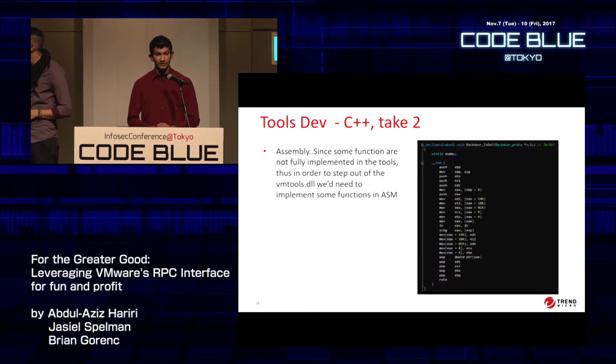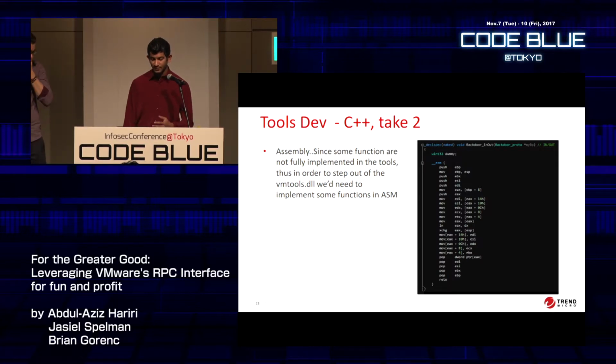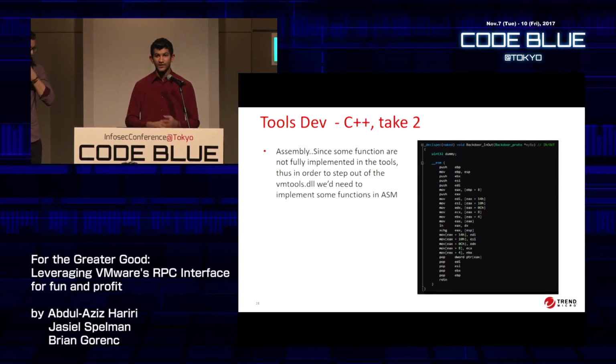So take two is using hard-coded assembly. One of the functions that is present in Open VM Tools but not in vmtools.dll is this backdoor in-out function, which is just raw assembly that ends up being called. You give it this backdoor proto structure, which has input data as well as output data, and you can repeatedly call that. The downside is that you do have to implement it in pure assembly.